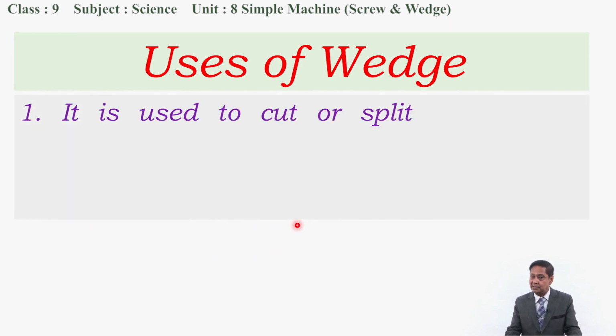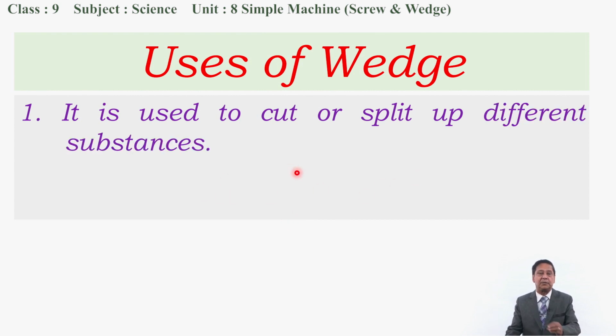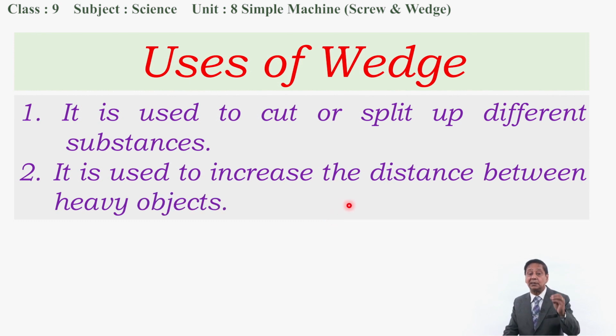That's why we can say that there are two major uses of the wedge. One is that it is used to cut or split up different substances. Another major use is that it is used to increase the distance between heavy objects. The second point may be a little confusing for you. I want to describe this. It is used to increase the distance between heavy objects.